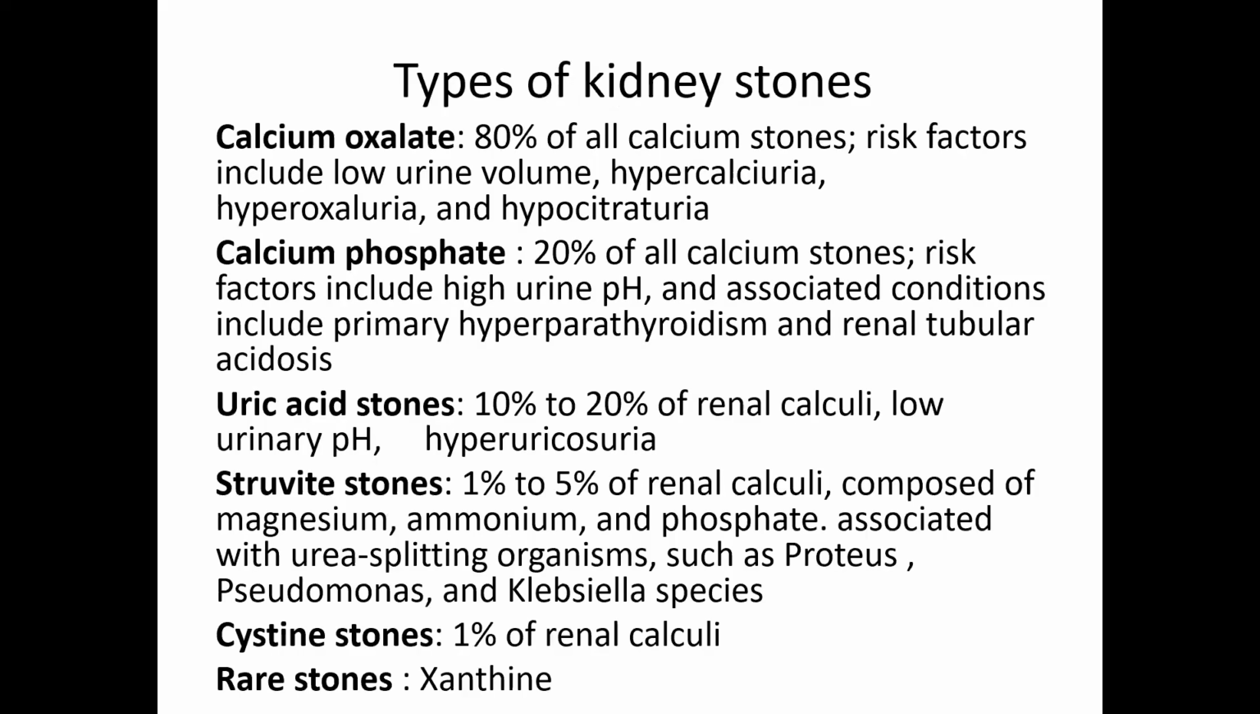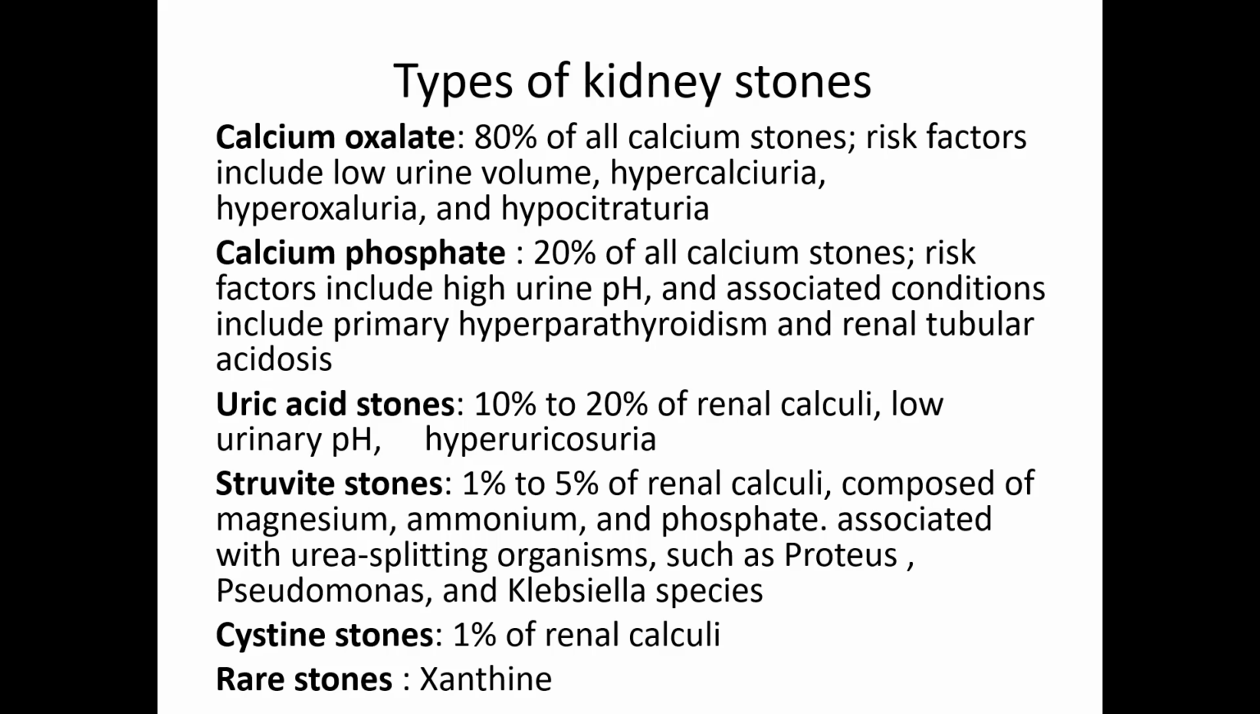As you all know, calcium oxalate and calcium phosphate are the more common stones, and calcium oxalate accounts for 80% and calcium phosphate 20%. Risk factors for calcium stones include urine volume, hypercalciuria, hyperoxaluria, and hypocitraturia. Other than that, for the calcium phosphate stones, there are some risk factors like high urine pH and diseases associated with primary hyperparathyroidism and renal tubular acidosis. Uric acid stones account for only 10 to 20%, and the risk factors are low urinary pH and hyperuricosuria.